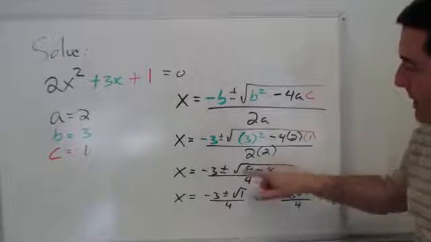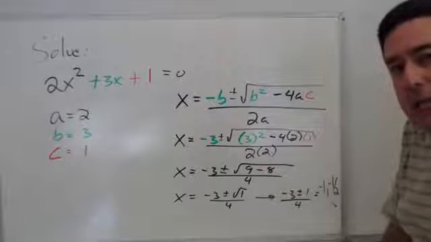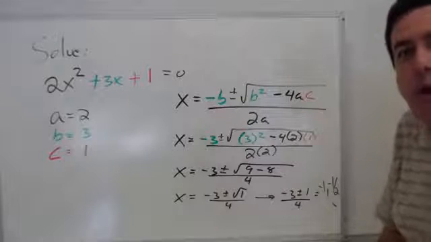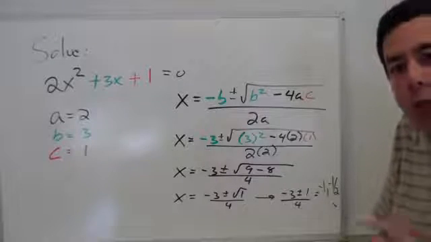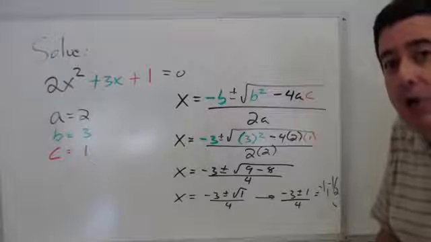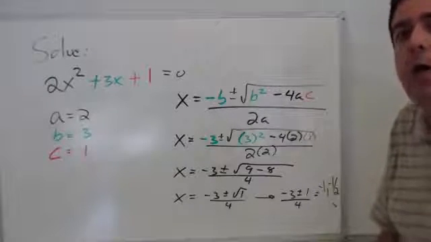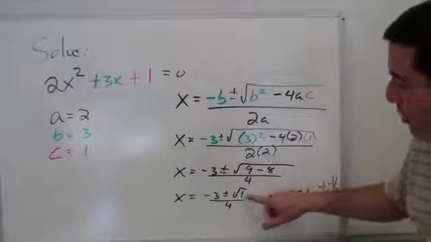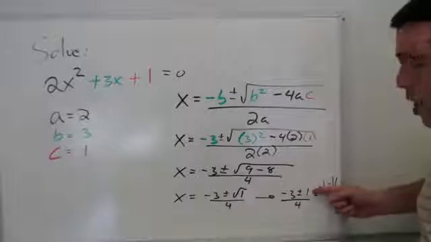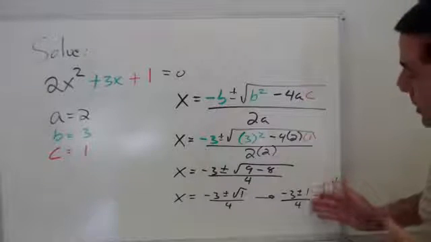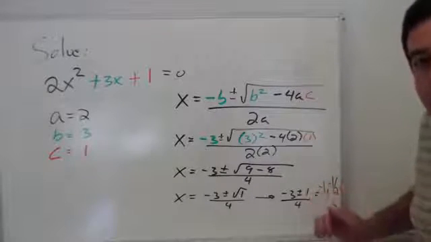Now, inside that radical, 9 minus 8, that's 1. So 1 is a perfect square. This tells me if I had just realized it, I could have made this thing factor if I had tried. But it doesn't matter. It's still going to give us the right solutions. The square root of that 1 is 1. So I end up with minus 3 plus or minus 1 all over 4.